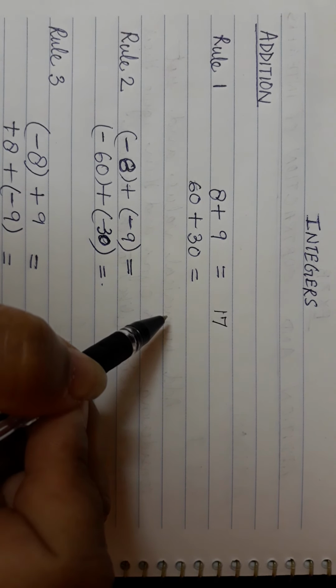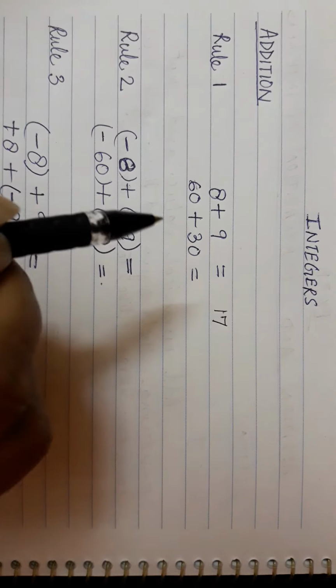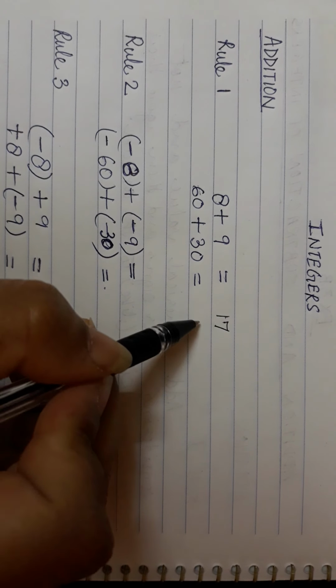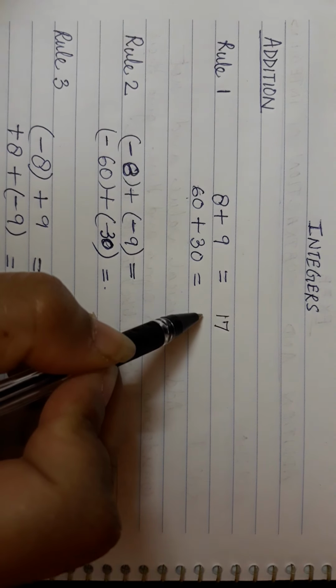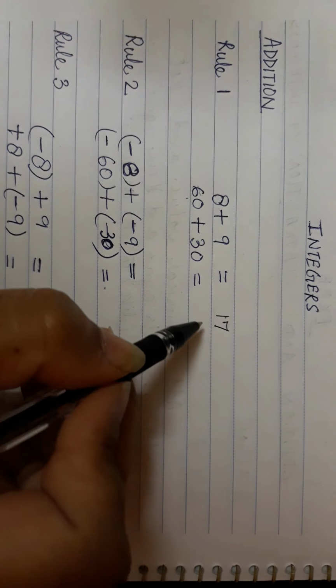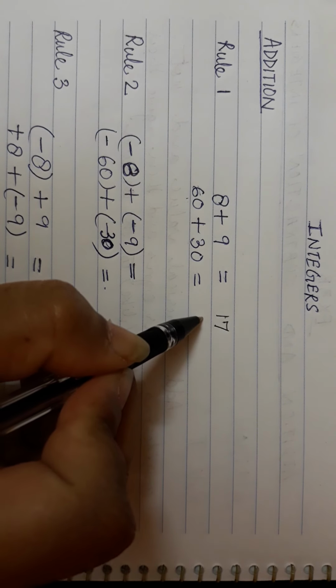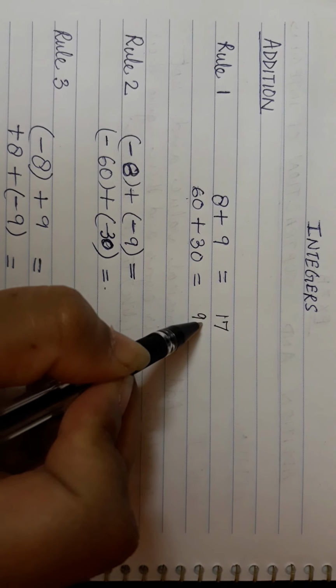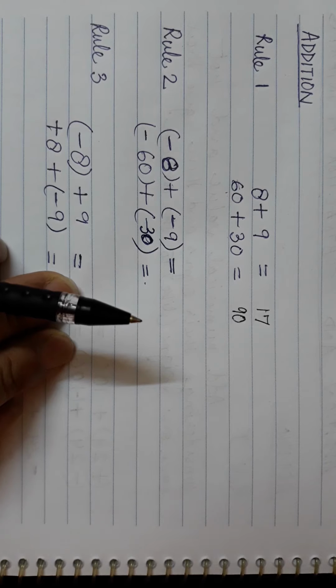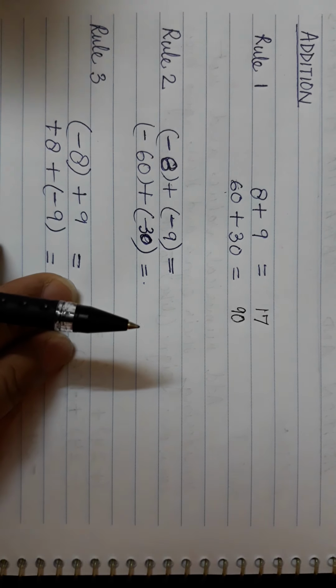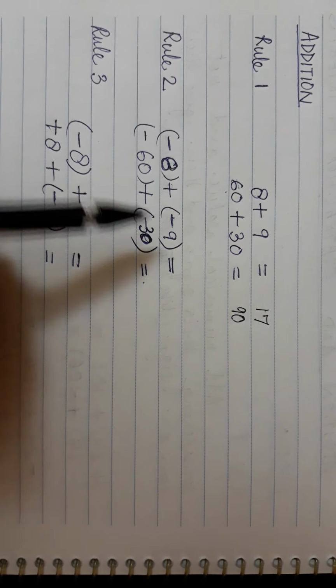The sum of two positive integers is a positive integer obtained by taking the sum of the numerical values of the given numbers. Okay, so similarly we will do it here: 60 plus 30. We have been doing this and we all know this. So this gives you the answer. Now we come on to the second rule, which can be new for us. What does the second rule say?